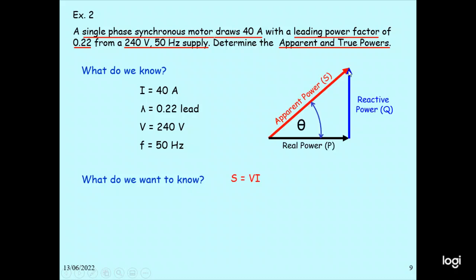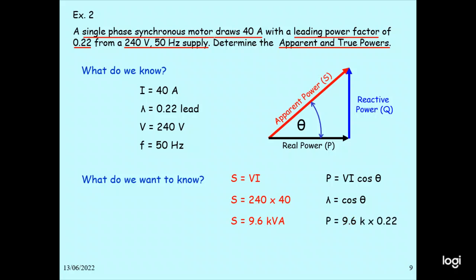In this case, apparent power, real power, reactive power and the angle. S equal to V into I, 240 multiplied by 40, you get 9.6 kVA. P equal to VI cos theta. Cos theta is given, so the power equals 9.6 multiplied by 0.22, you get 2.1 kilowatt.